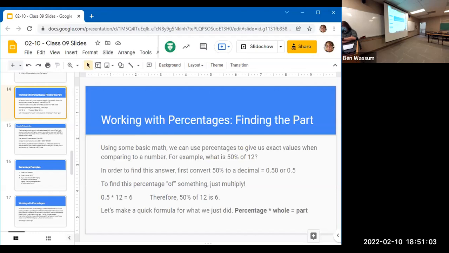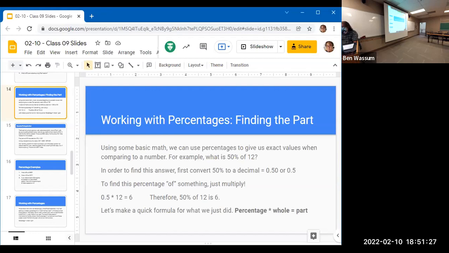So for example, what's 50% of 12? Well, in this particular case, you're probably able to just look at that and say, oh, well, 50% means half, and half of 12 would be 6. But not every problem is that simple. So having a good method of converting around is very nice to have.